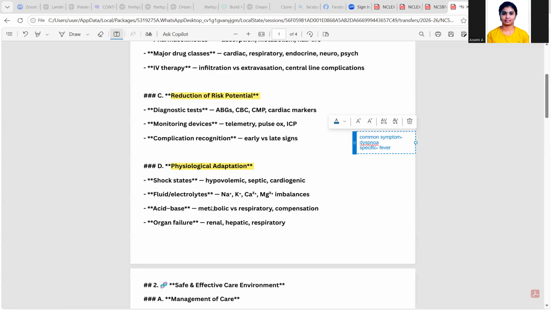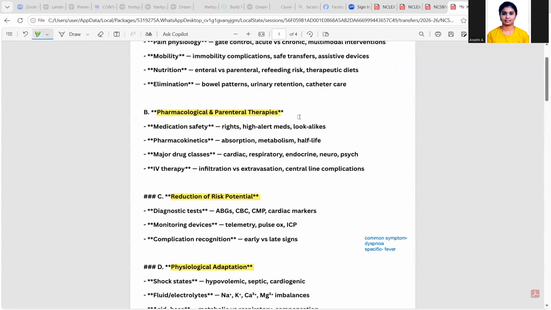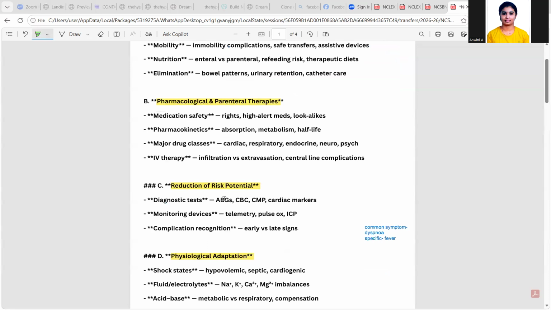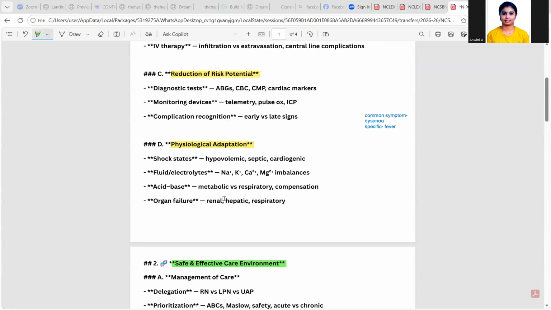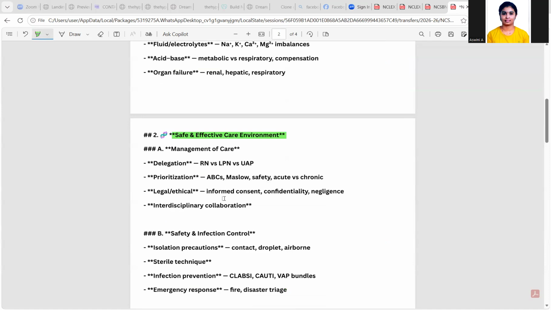So the main topic, I will tell later. And the second main criteria is safe and effective care environment. See, in the first criteria, physiological integrity, there is basic care and comfort, pharmacology, reduction of risk potential, and physiological adaptation. The second criteria is the safe and effective care environment.